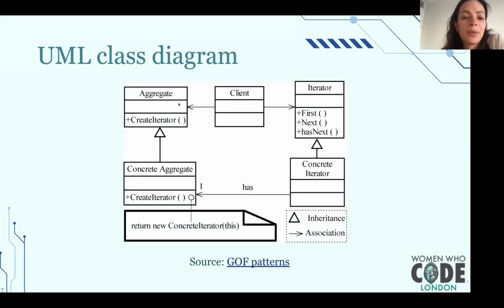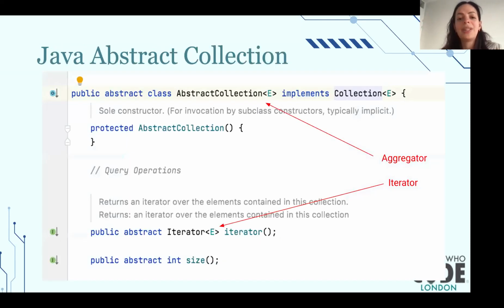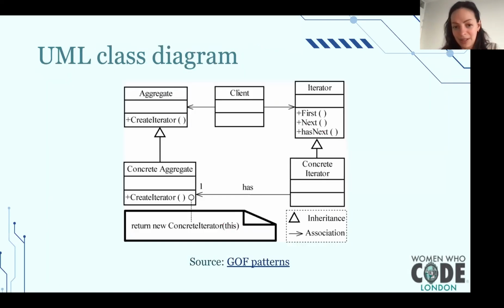Yeah, so if we would like to look at how we would use them, we always have clients that have an iterator and an aggregate, which creates the iterator. If you check libraries in Java, like ArrayList, LinkedList, you will see how this pattern from these diagrams is implemented there. So in Java, you have AbstractCollection. This is the aggregator, and it has the iterator inside as composition.